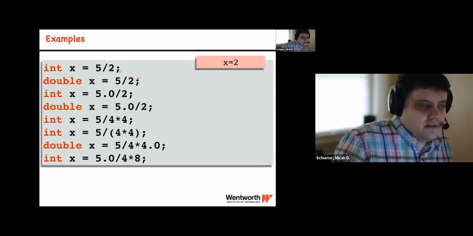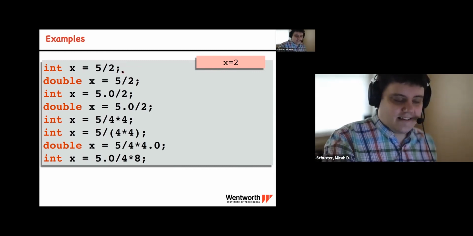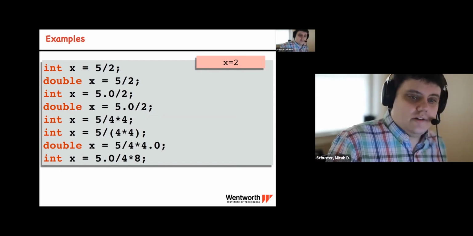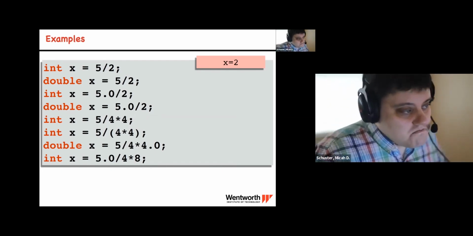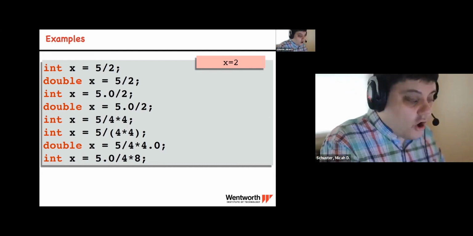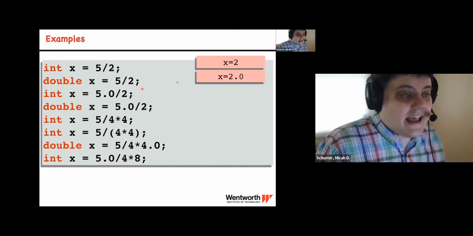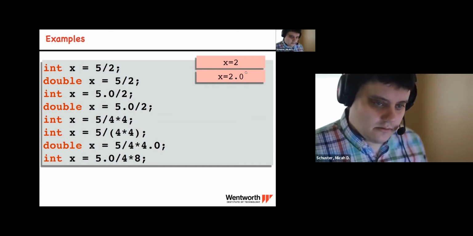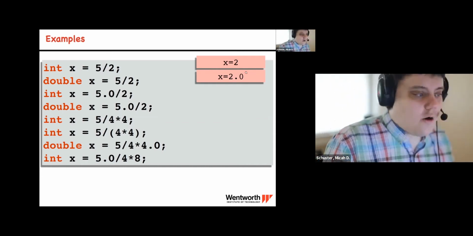Same situation, 5 divided by 2 on the right-hand side, but now we're storing into a double. So say this was on an exam or something. The result for this one would need to include the 0.0. So it's 2.0 now if you were to print it out.